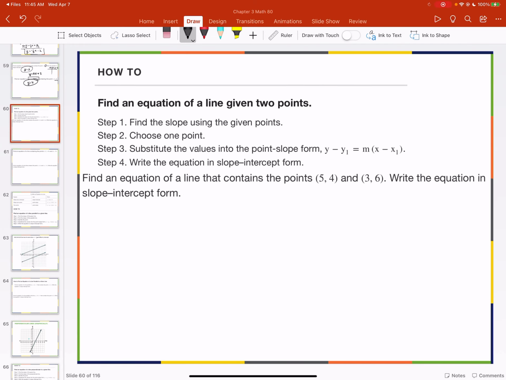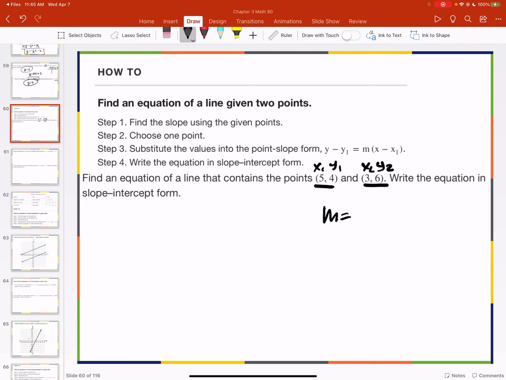Okay, what if I just have 2 points and I want to find the equation of a line? Okay, so that's also very possible. So what we need to do is use those 2 points, find the slope, and then pick one of the points and put it into point slope formula, and there we go. Okay, so it's just like we've been doing. So this is x1, y1. This is x2, y2.